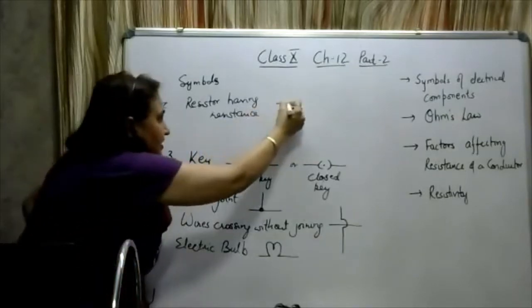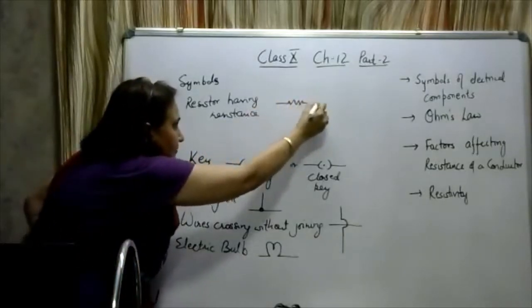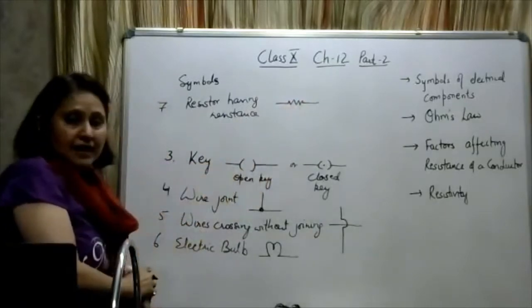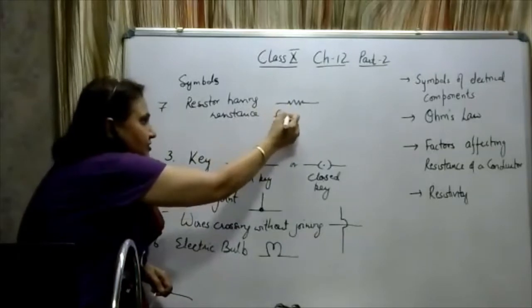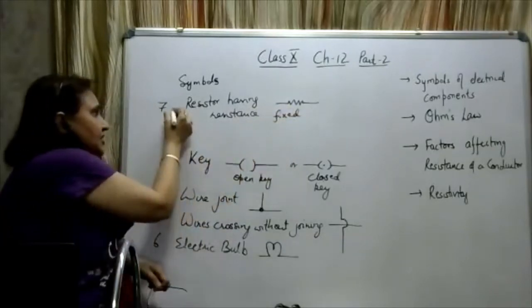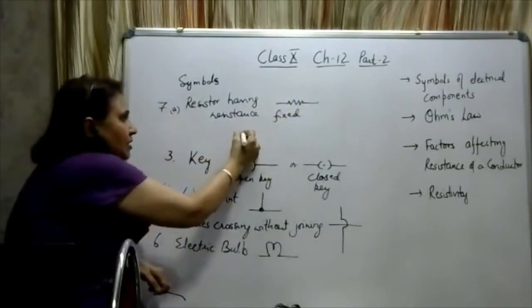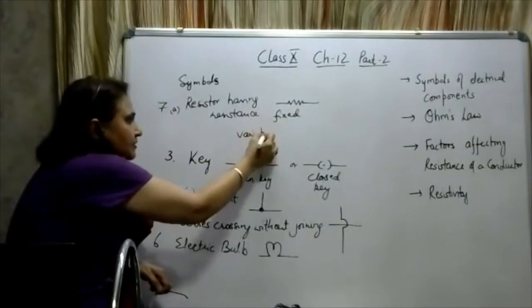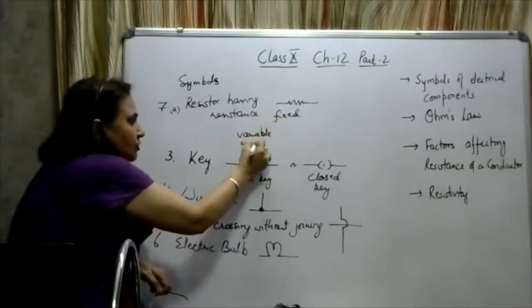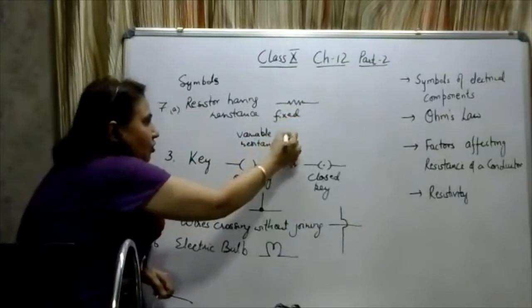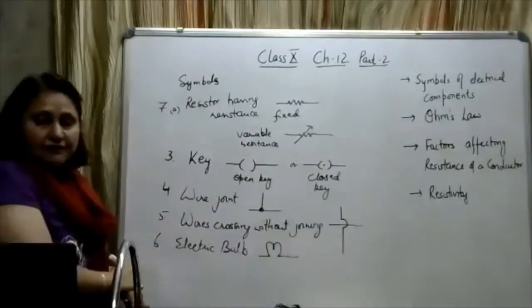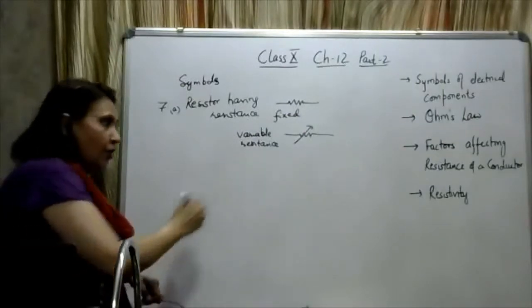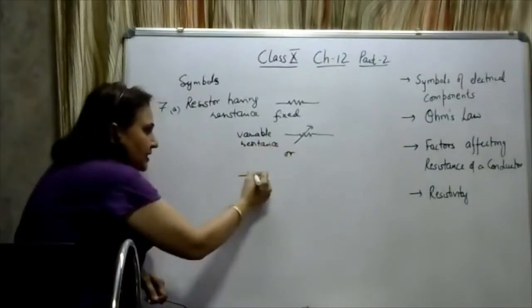The resistance can be represented by this symbol. This is the symbol for a fixed resistance. This resistance is fixed. If the resistance is variable, it is shown by an arrow over the wire. So this shows the variable resistance, or this can also be represented in this form.